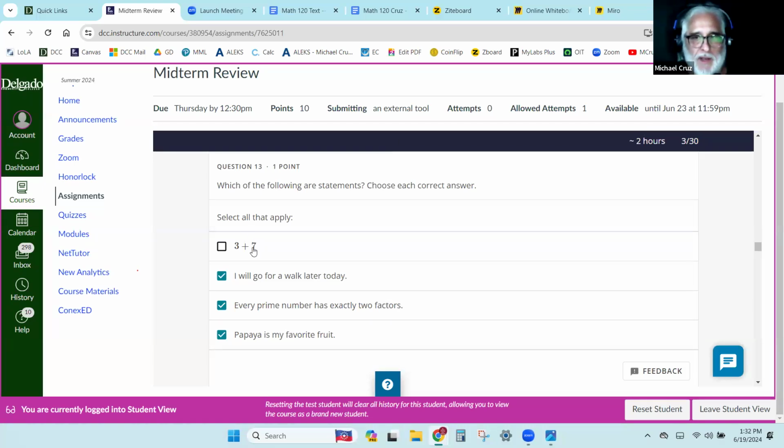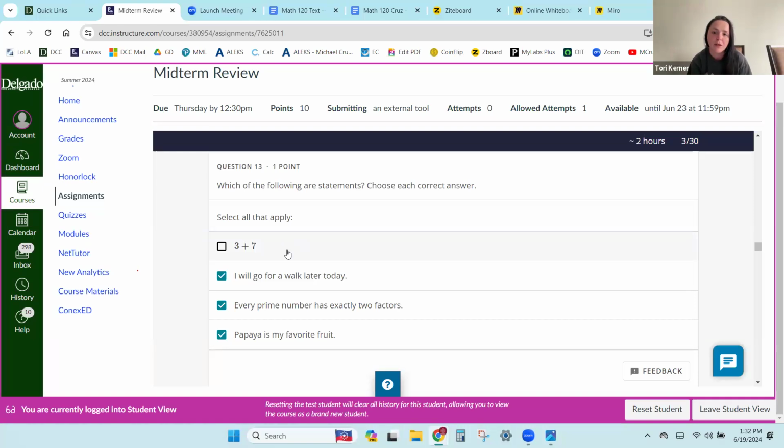But that one is definitely not a statement because it's not finished. It would have to say 3 plus 7 is equal to something, because otherwise it's not finished. I thought it was something that is able to be figured out as a statement. So I think I thought the 3 plus 7 would be a statement. Yeah, that's wrong, but this is what I mean.